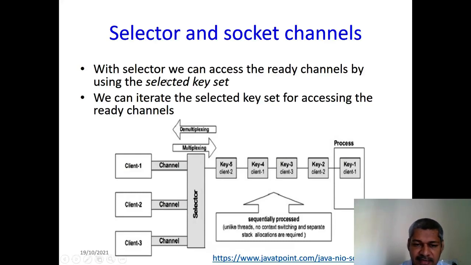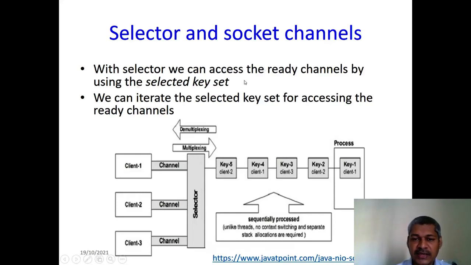So basically the selector, as I have already mentioned, is monitoring all the channels, so that when data is coming or when an event is happening, this is the one which is monitoring for those particular events. Say for example if there are multiple channels and you have one selector, how do you know an event has occurred on a particular channel? For that, the selector has a selected key set.